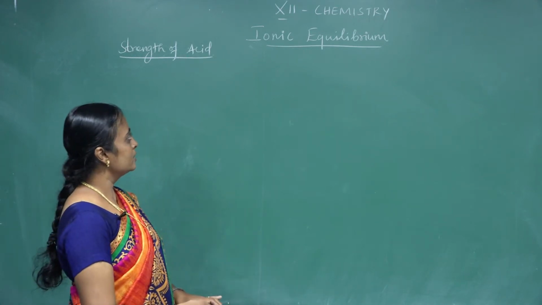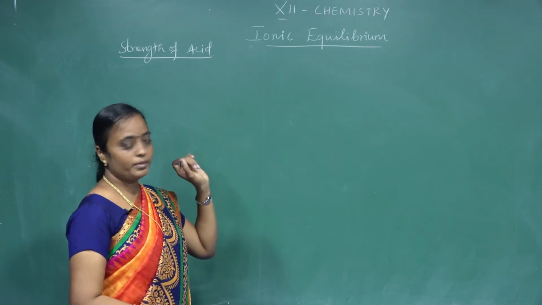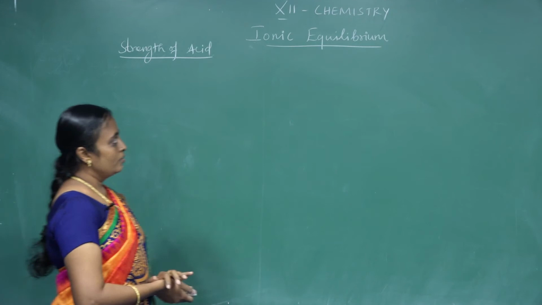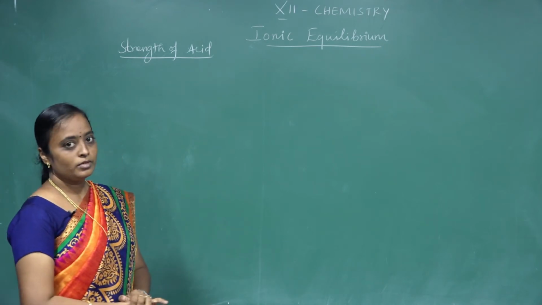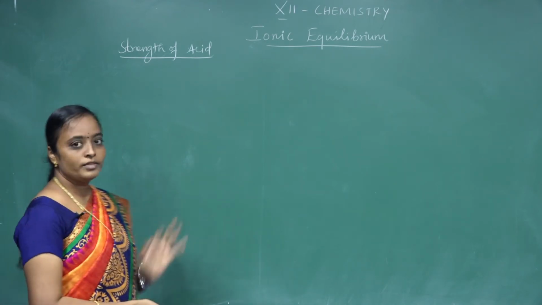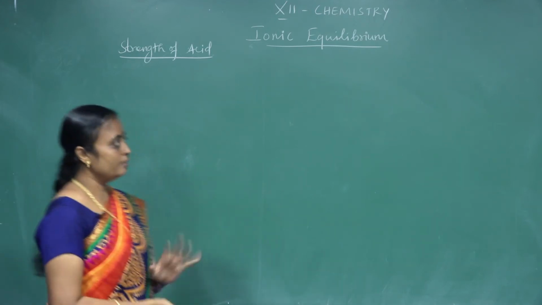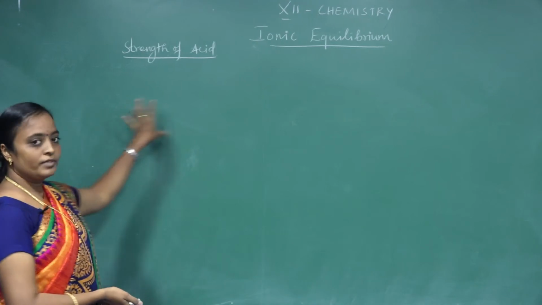Today we are going to discuss a 12th chemistry topic. The topic name is ionic equilibrium. In ionic equilibrium, today I am going to take the strength of an acid, ionization of water, and the pH scale. First, let me see the first one, strength of an acid.